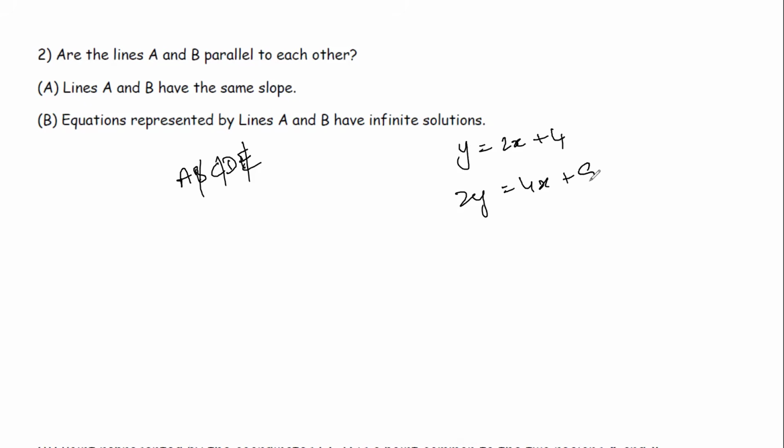plus 8. So although these are two lines A and B, if you multiply the first line by 2, you'll get the second line, or if you divide the second line by 2, you'll get the first line. Got it? So they're basically coinciding lines. So both A answers and B also answers. So D is the answer. That's a very basic question.